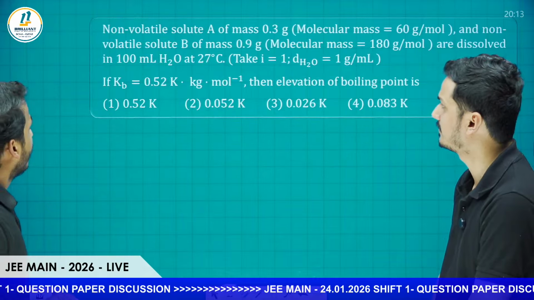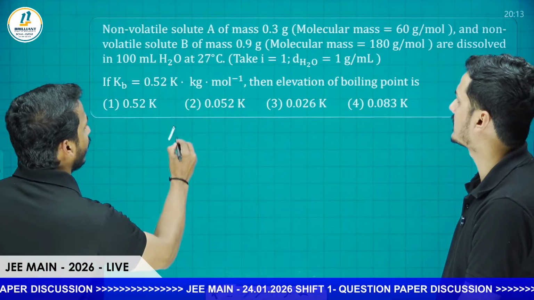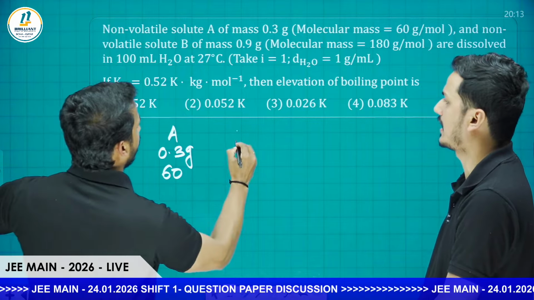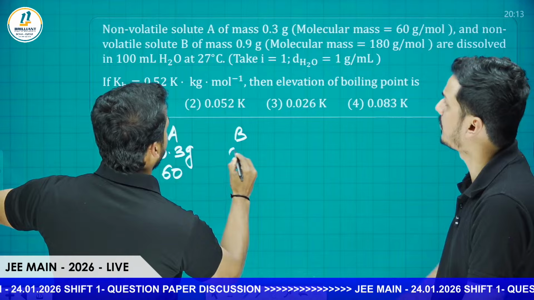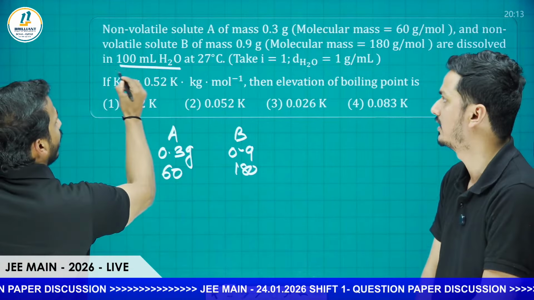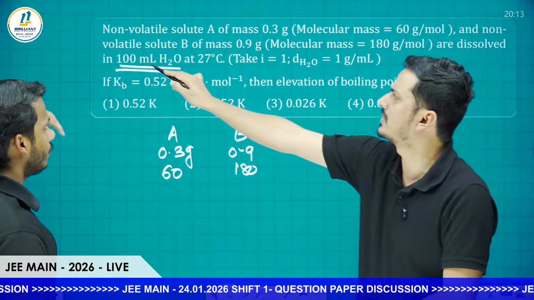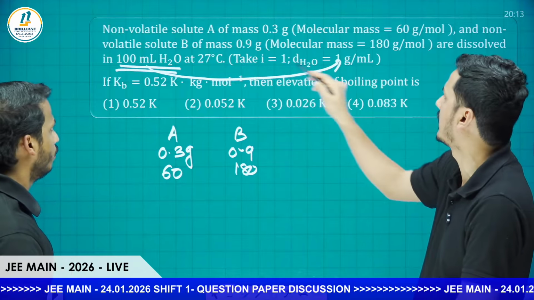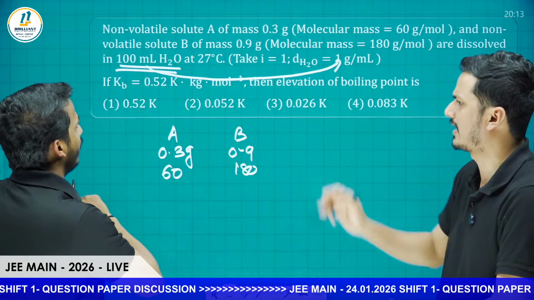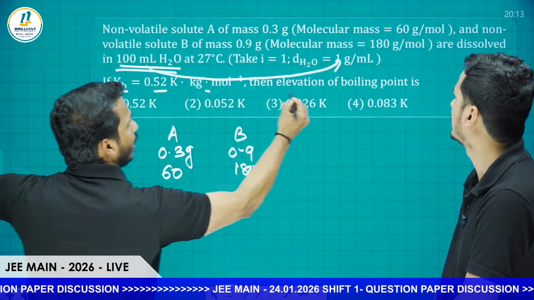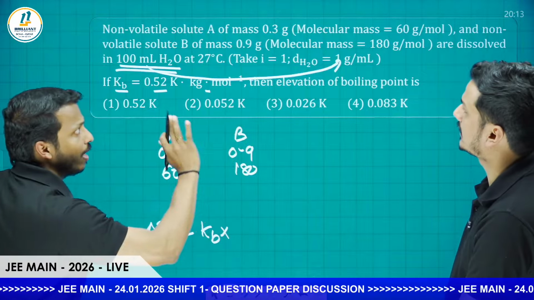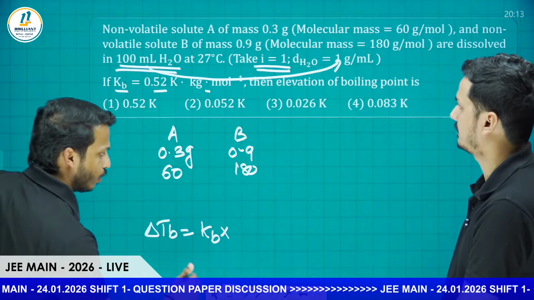Then we have a non-volatile solute A of mass 0.3 gram and molar mass 60, and a non-volatile solute B of 0.9 gram and molar mass 180. Both are mixed in the same solution in 100 ml water. 100 ml of water means its mass is 100 ml into density, which is 100 gram. There is no change in volume, so we can directly write the formula, delta T_B, to calculate the elevation in boiling point. The value is already mentioned, so no need to use it.